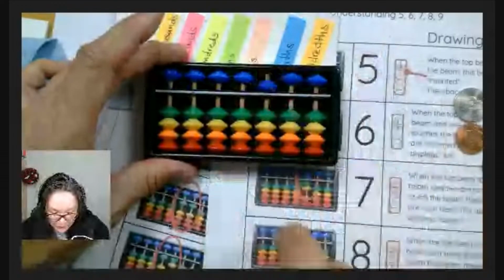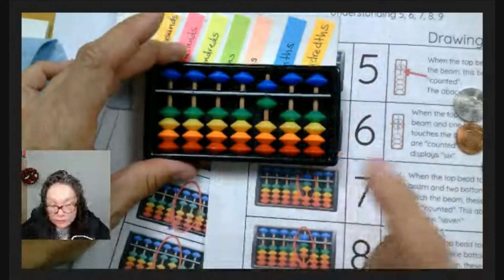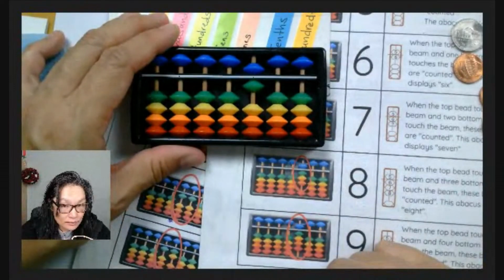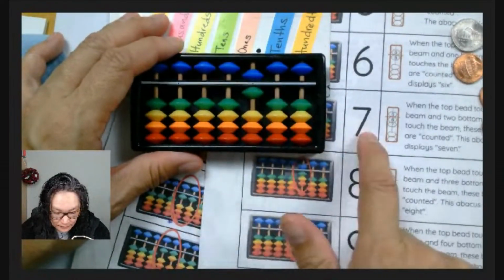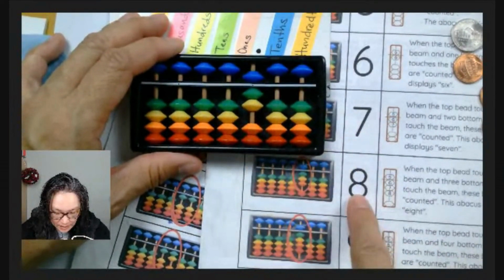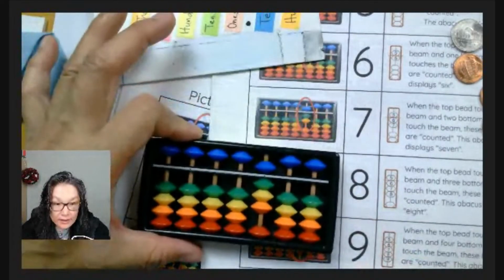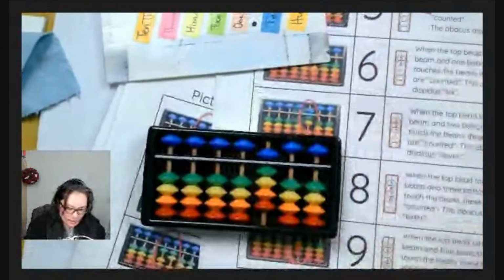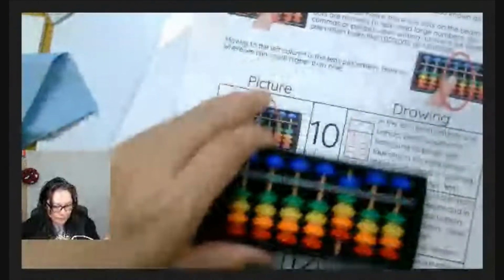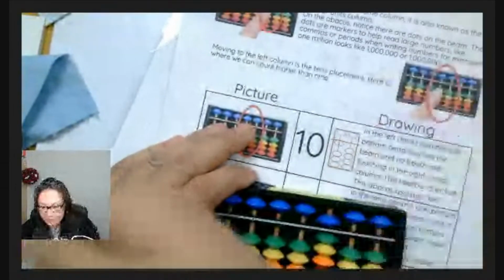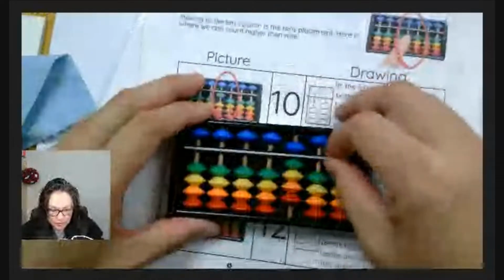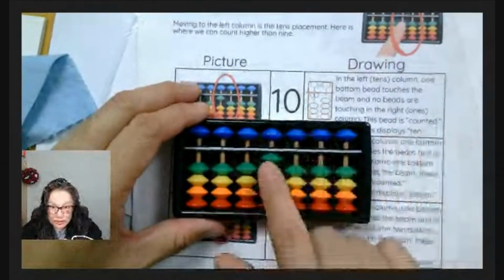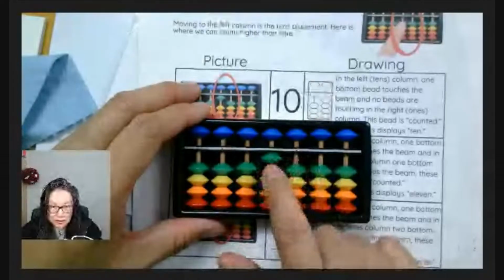So we have 5, and then we have 6, and then we have 7. This is 8, and then this is 9. 9 looks like that. Well, you might be asking, what happens to 10? 10 is exactly the way we write it. 10 is a 0 and a 1. And that's what it looks like. That's what 10 looks like.